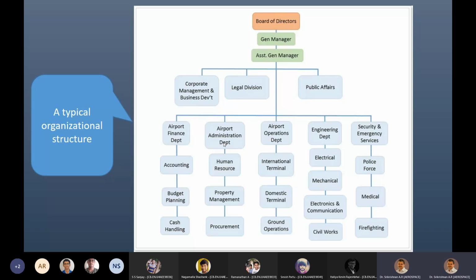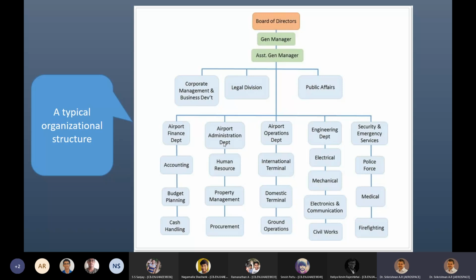Now, depending on the volume of each of these departments, the volume of activities, the volume of task force, the number of people who are working, etc., you may have managers or assistant managers at each level. Okay, so the airport administration department may have a manager to whom the human resource manager may be reporting, or it may be an assistant manager as human resource. So it all depends on how big each department is, how wide the scope of function of them is.